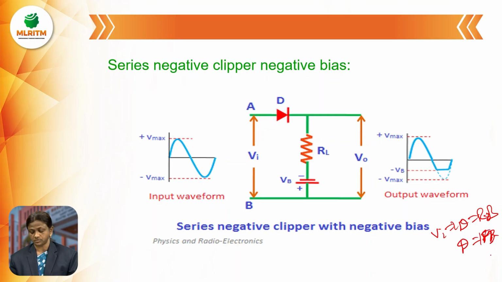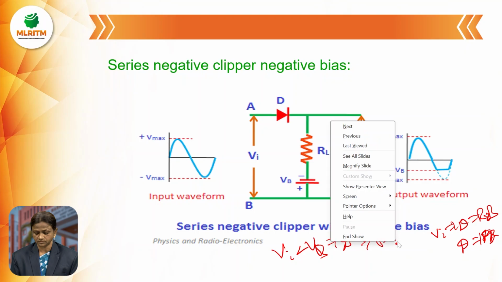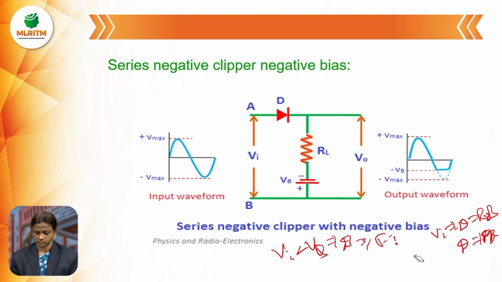Now we have to check two conditions. Due to VI, diode D is in reverse bias. Due to VB, diode D is in forward bias. The conditions are VA less than VB and VA greater than VB. When VA is less than VB, which voltage is high? VB. So due to this VB, diode D is in forward bias. So when VA is less than VB, diode D is in forward bias.